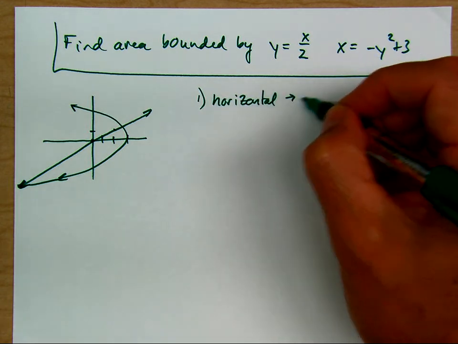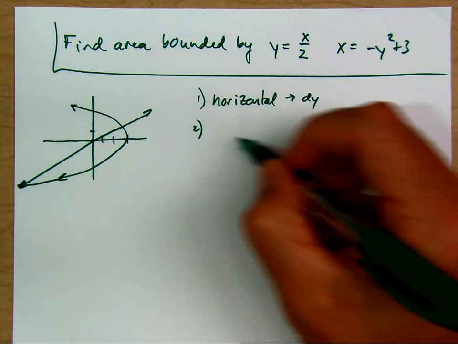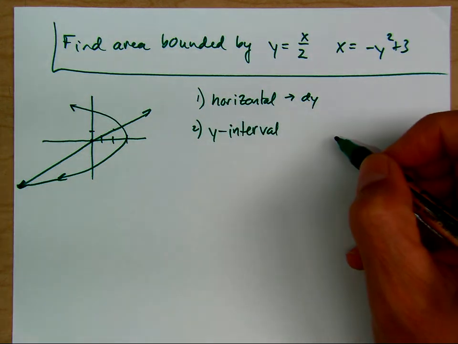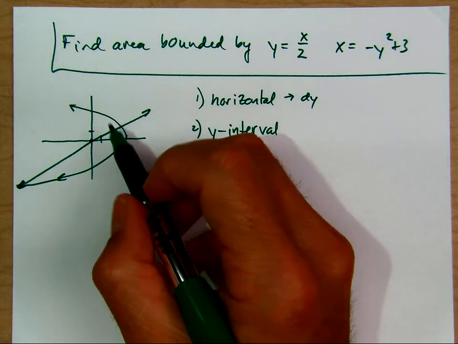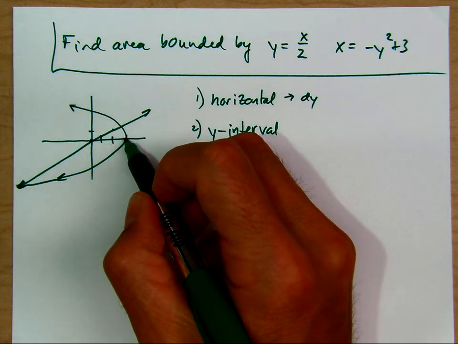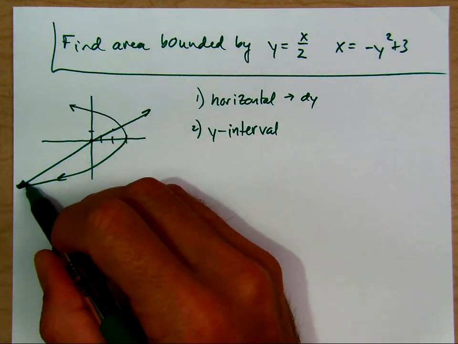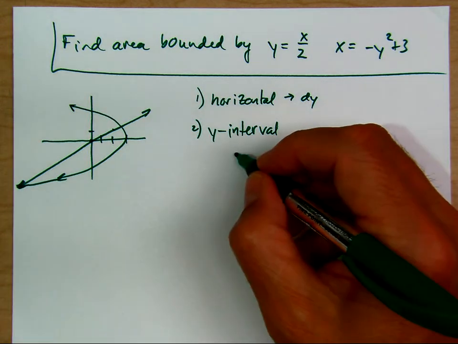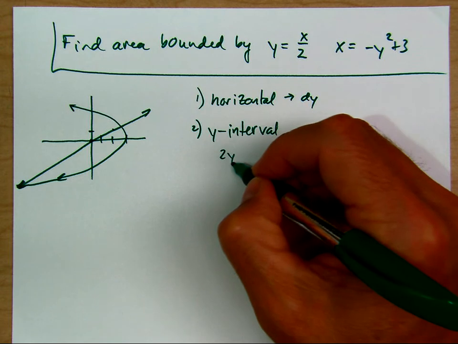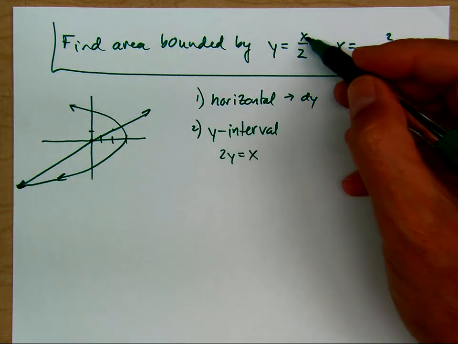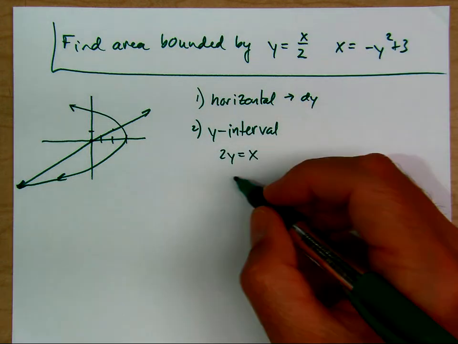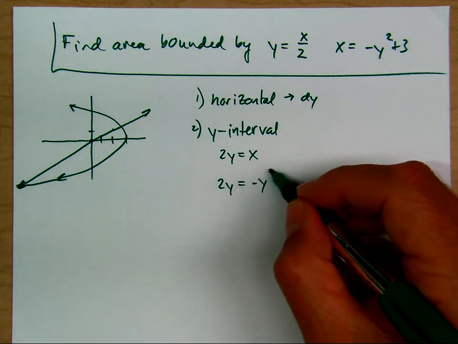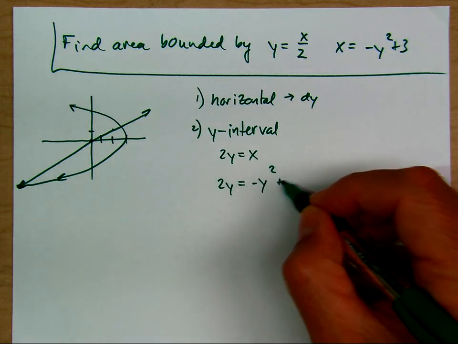And that means we need y values. We need a y interval. The y interval is going to go from 3 to the intersection. So let's find that intersection. We'll have 2y equals x. So we need to solve for x and set these equal. And then we'll have 2y equals, instead of an x, negative y squared plus 3.